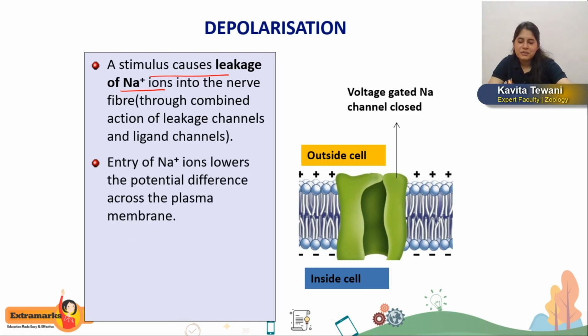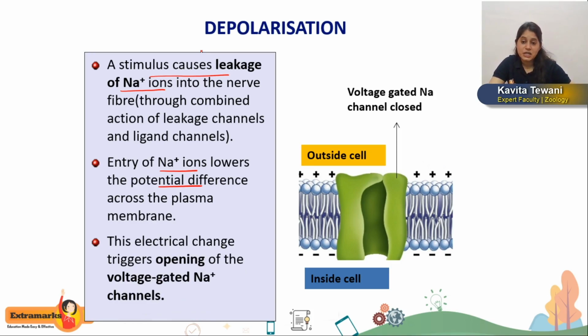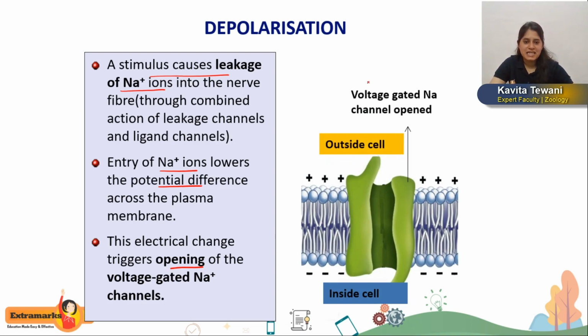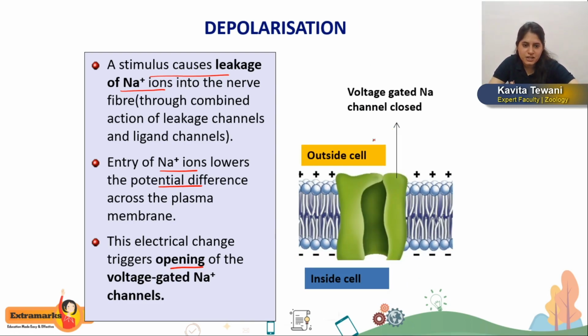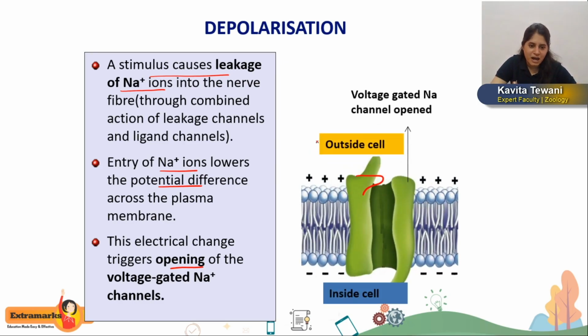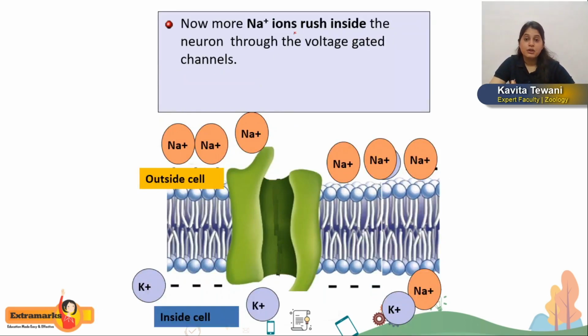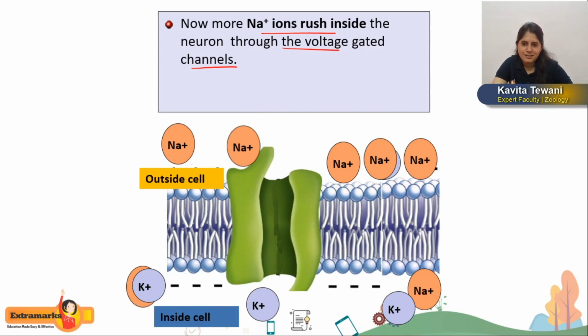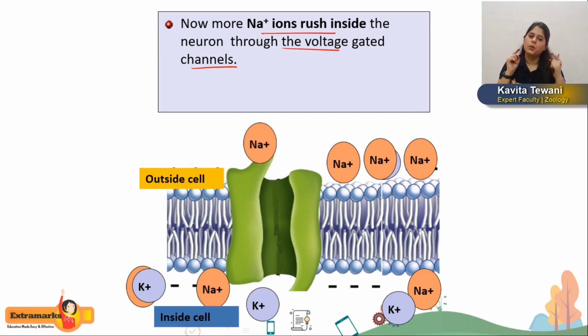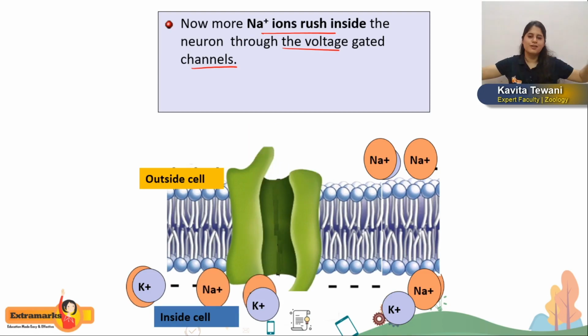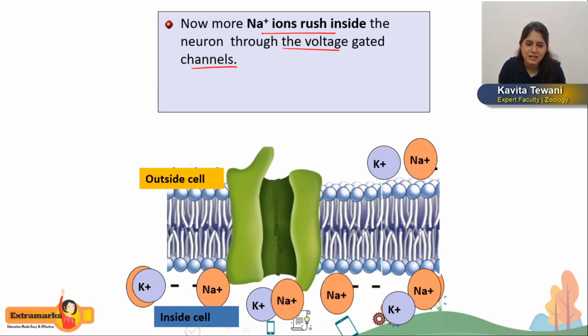Entry of Na+ ions lowers down the potential difference. The electrical charge triggers opening of Na+ gated channels. See, now they are open. Earlier it was closed, like this. Now it is open. Now more Na+ ions will rush inside the neuron with the help of these gated channels. You can see how they are coming in one by one. So Na+ ion influx is happening.